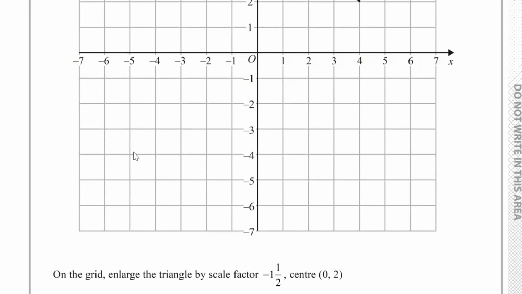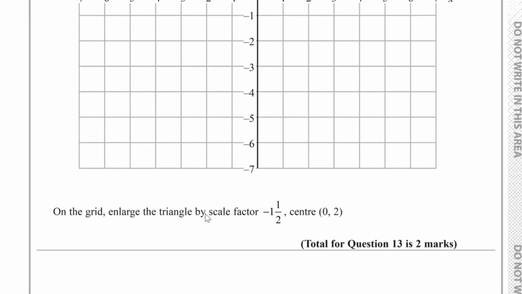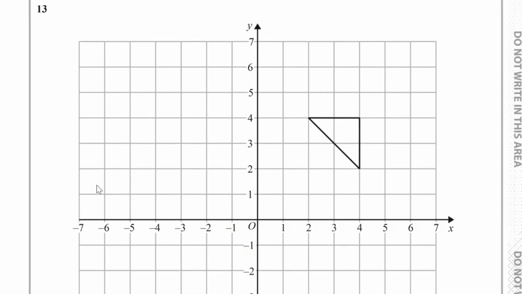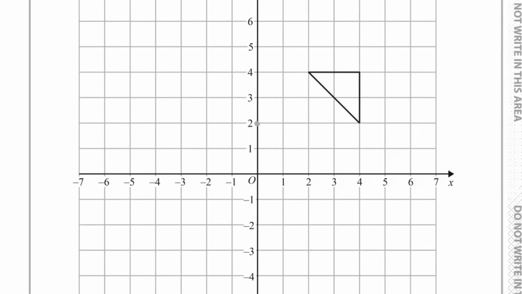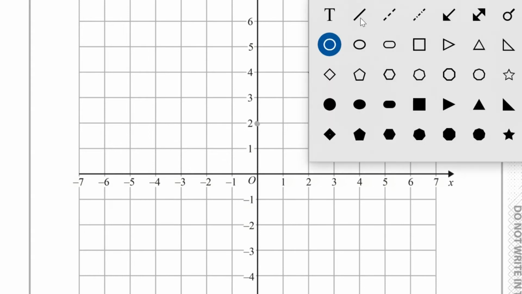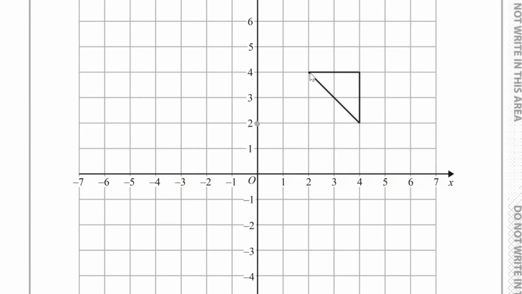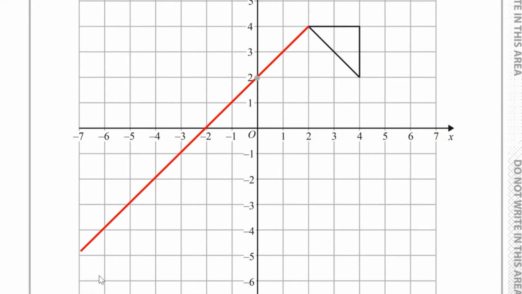Question 13. On the grid, we have to enlarge the triangle by scale factor minus 1.5 with center 0, 2. So first of all, let's show our center. Our center is over here somewhere. And when we come to enlarge a shape, what I like to do is show the lines that go through this point, through each of the points of the triangle. So what I mean by that is, for example, this point, if I draw a line through the point 0, 2 as accurately as I can, we've got this over here, okay?